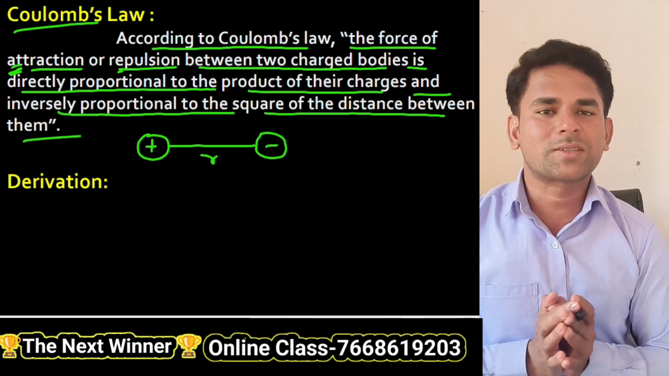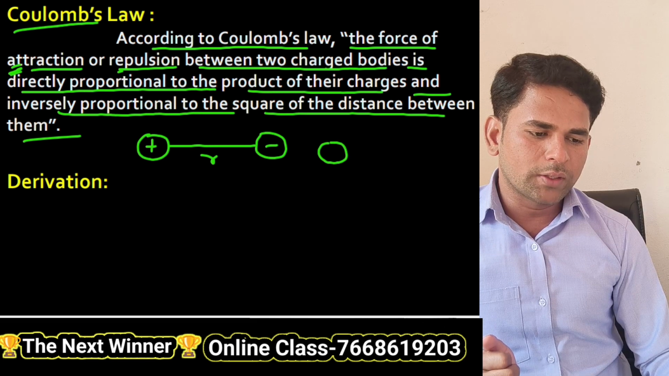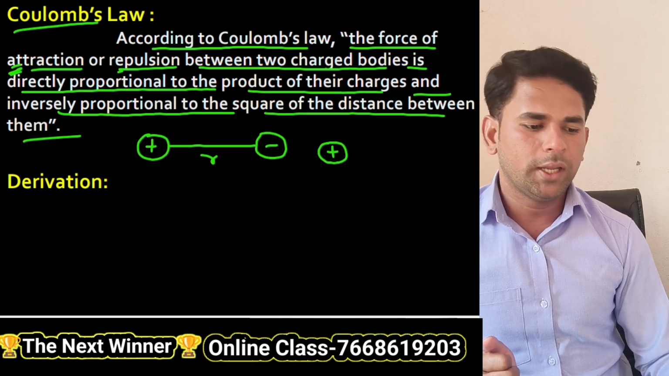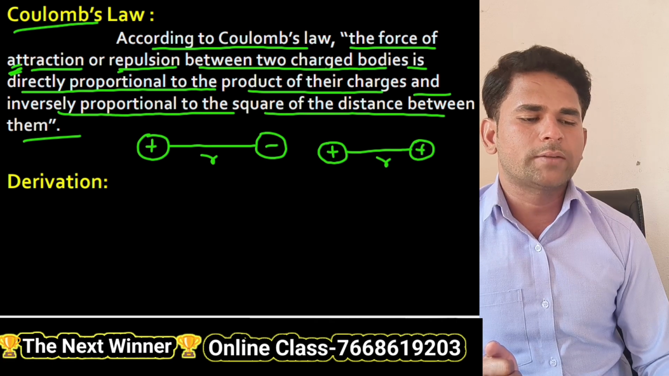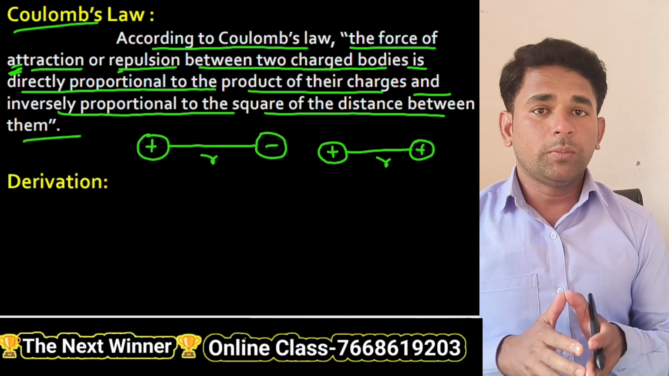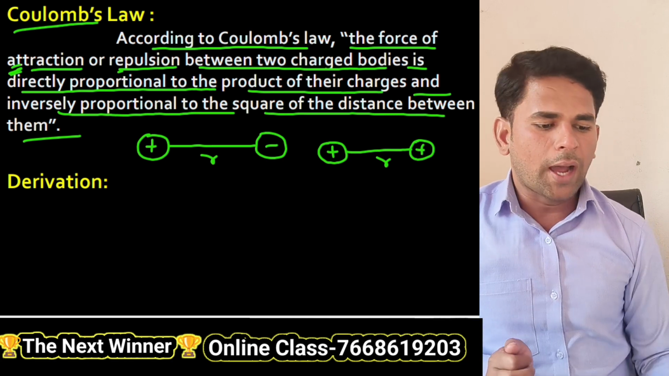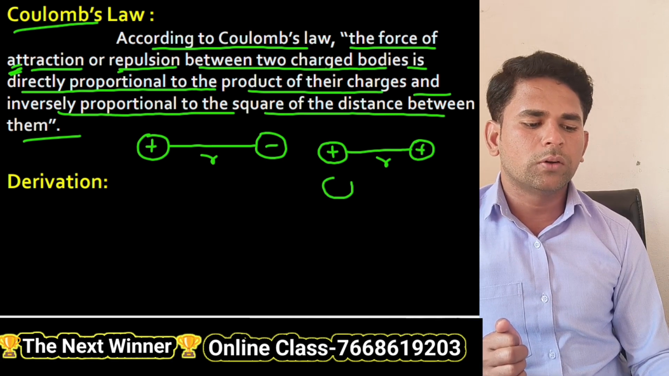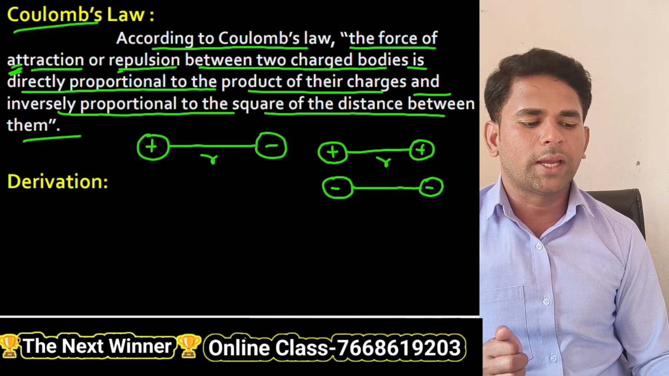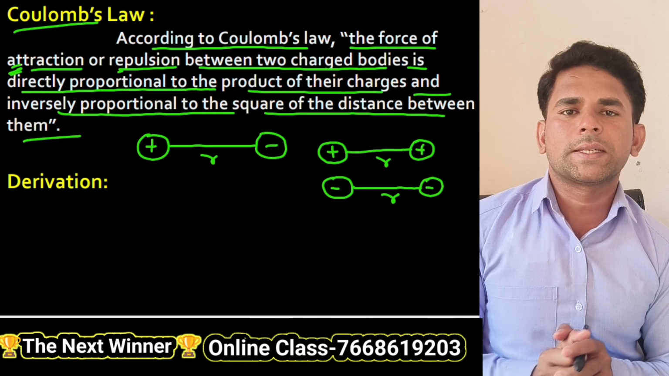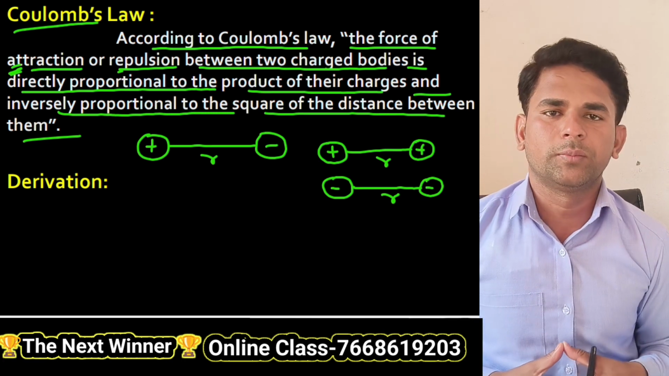Next, repulsion. Suppose you are considering one positive charged body and another also positive charged body at a certain distance. Both have the same charge, which means they will repel each other. You can also consider this one negative and this one also negative, at a certain distance r. They will also repel each other.